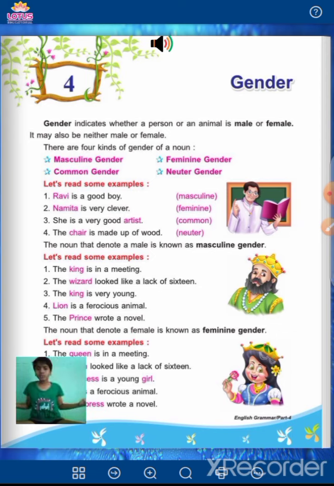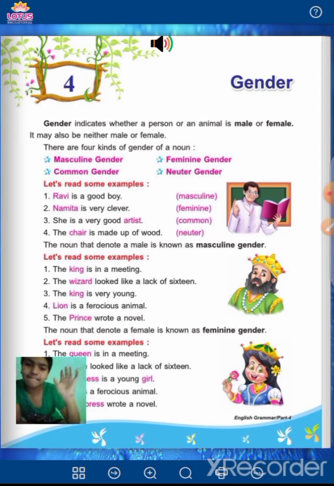But how do they work? How is their process? That we will also see. So shall we cover? So let's go. Okay. So here, first let's go one by one. So let's learn about masculine gender.